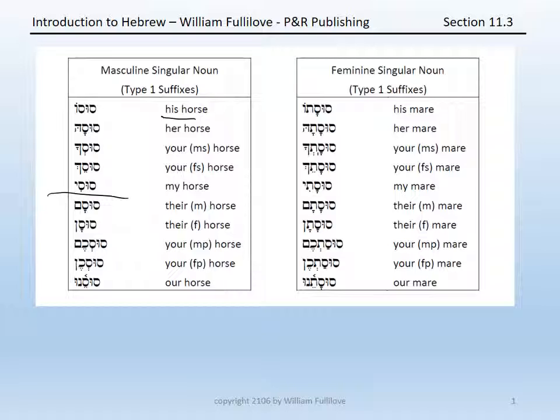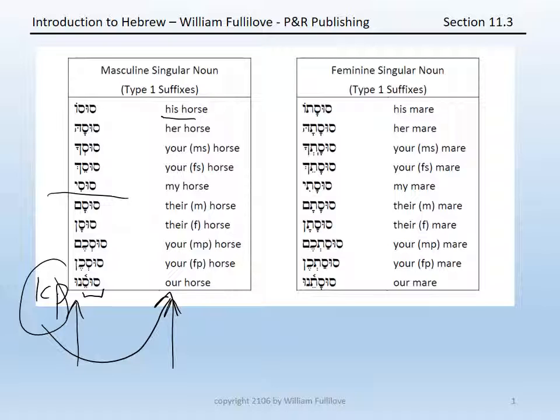And then in the plural: susām, susān, susḵem, susḵen, susēnū. You'll notice that in each of these cases, the suffix indicates the possessive pronoun with which you should translate in English. So susēnū is the first common plural possessive suffix on the construct singular form sus. Accordingly, because this is first common plural, we say "our horse."